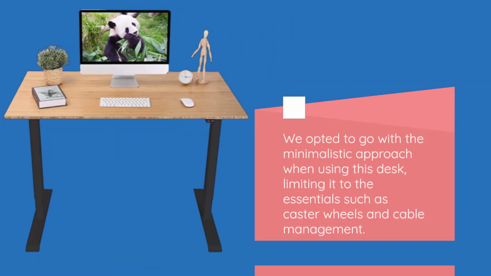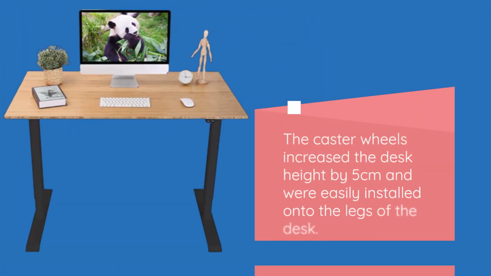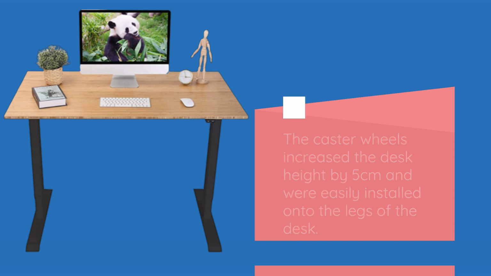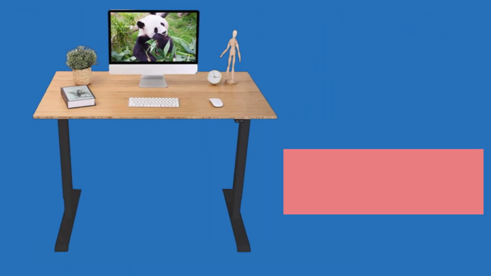We opted to go with a minimalistic approach when using this desk, limiting it to the essentials such as caster wheels and cable management. The cables were kept hidden to maximize productivity. The caster wheels increased the desk height by 5 centimeters and were easily installed onto the legs of the desk. 2 of these wheels had brakes to avoid unwanted movement, whilst the other 2 were free moving.